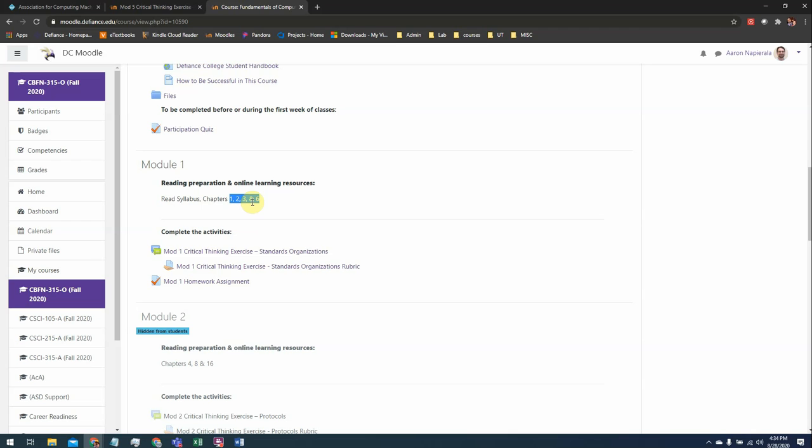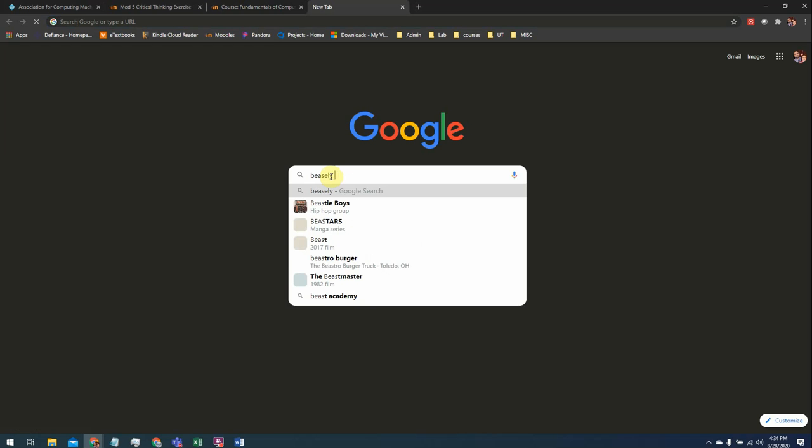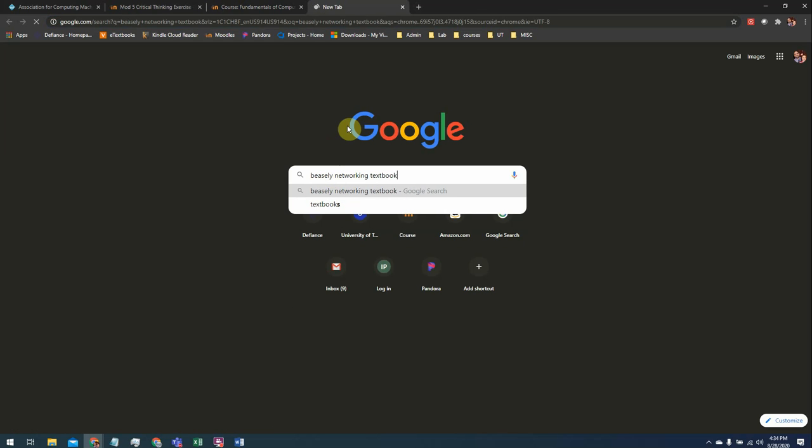Well, I kind of went through and pulled out the important stuff, but a good book on networking, if you really want to know, is Beasley Networking. What is this one? Beasley textbook. Yeah, that's it.